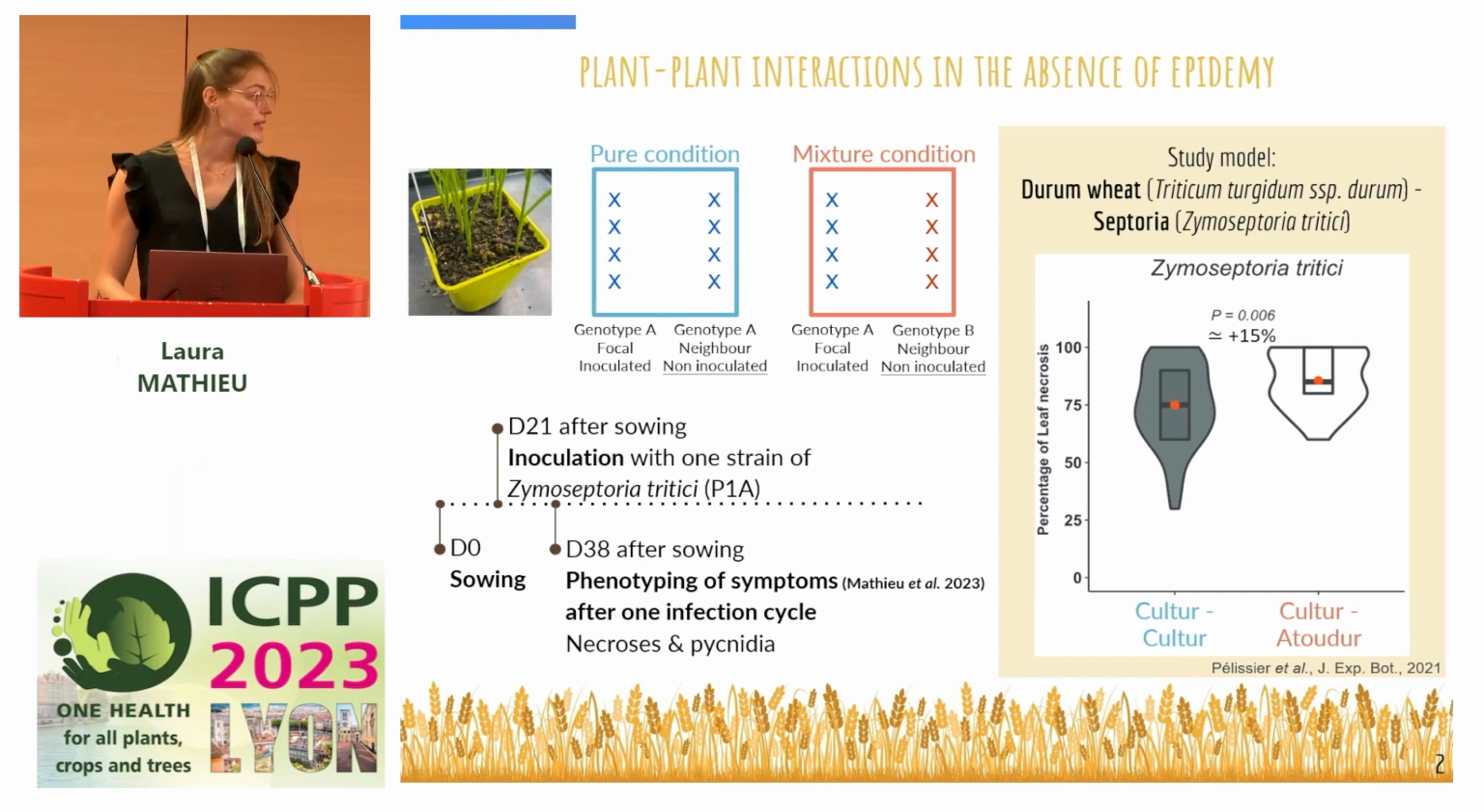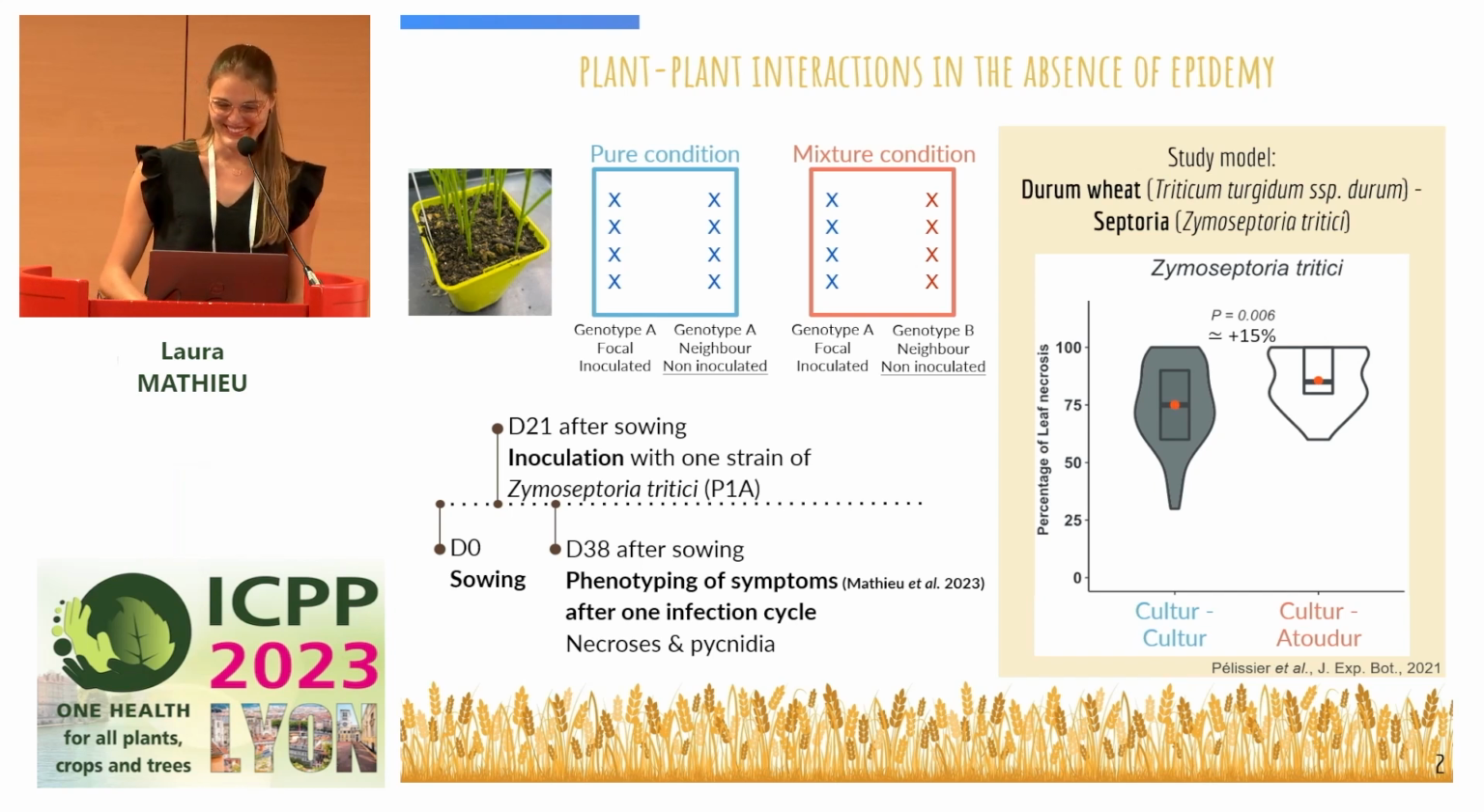We only inoculate the focal plant, and then we observe the phenotype on this focal plant at 17 days after inoculation, so after one infection cycle. And we use a script using deep learning models that we developed at the beginning of my PhD to phenotype this difficult disease.